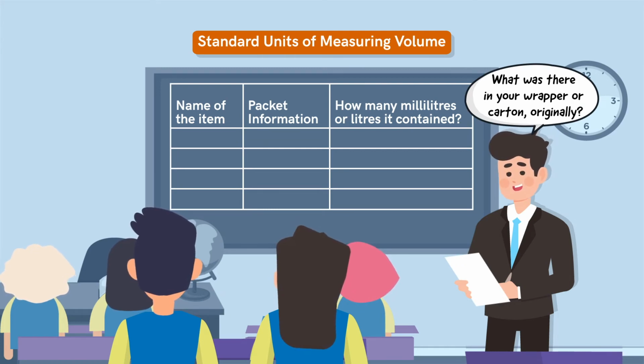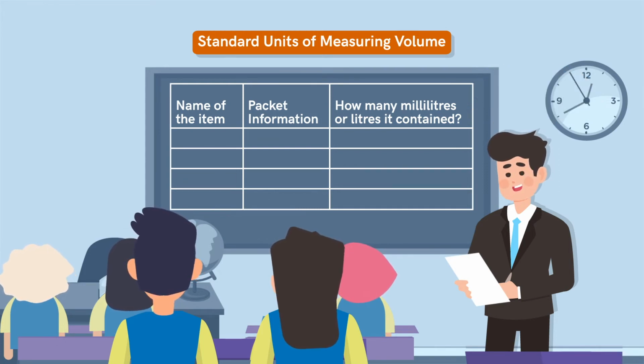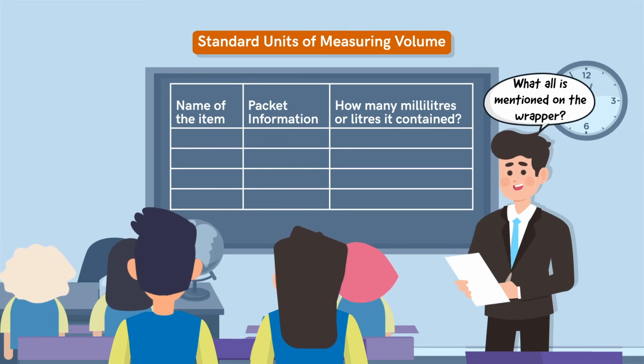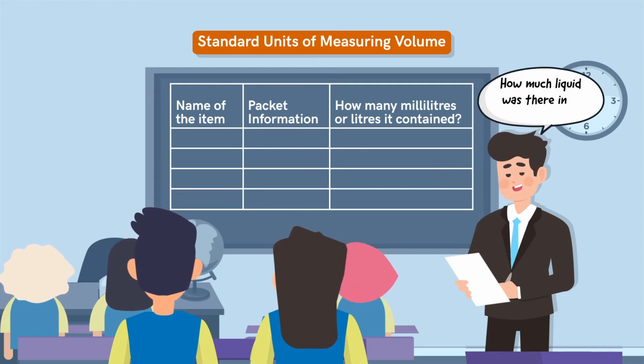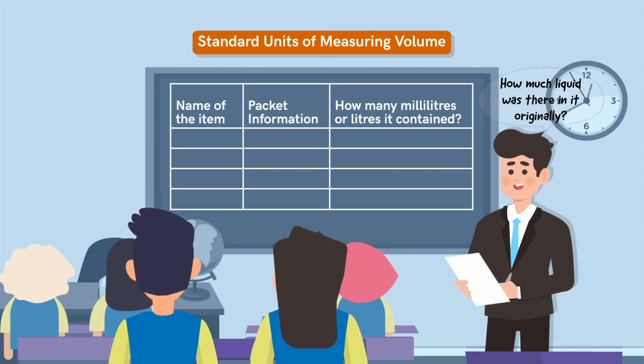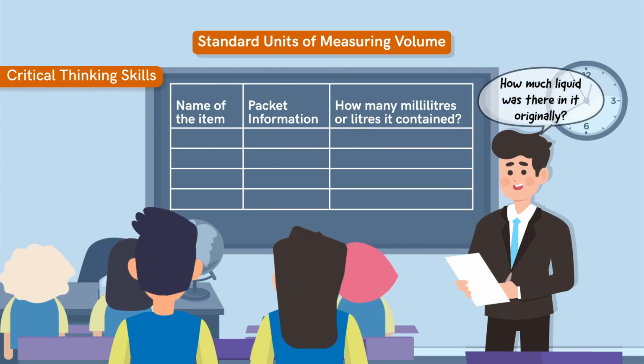The students may respond by saying, juice, milk, and so on. Then ask, what all is mentioned on the wrapper? Accept all relevant responses from the students. Continue to ask, how much liquid was there in it originally? Allow the students to respond. As the students try to find the quantity of the liquid, it will hone their critical thinking skills.